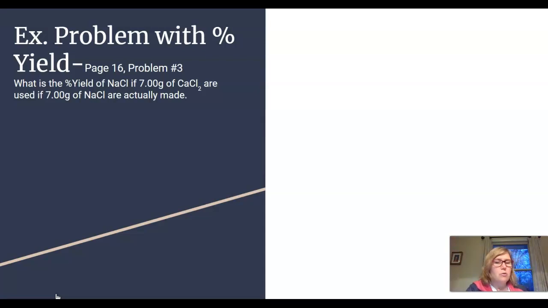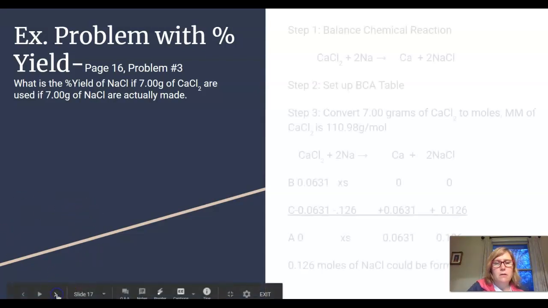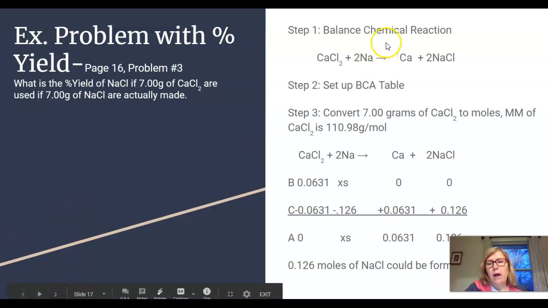So what I want you to do is look at the problem, CaCl2 plus Na, and I want you to balance it. Come up with your coefficients. So here I came up with the coefficients. I have CaCl2 plus 2Na yields Ca plus 2NaCl.